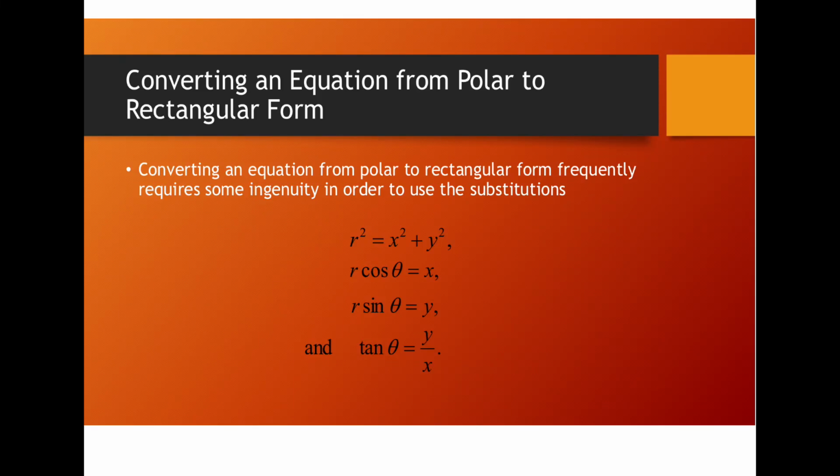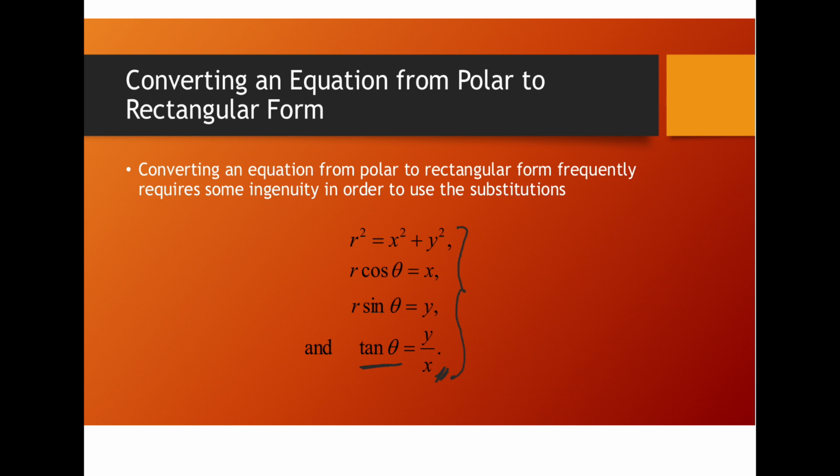Now, going the other direction is going to require some creativity, but we're still going to use our basic relationships that we've laid out here, where r squared is equal to x squared plus y squared. We just want to keep all these in mind. How do we go from one to the other? Okay. For example, this relationship here with theta is going to help us figure out what y and x are.